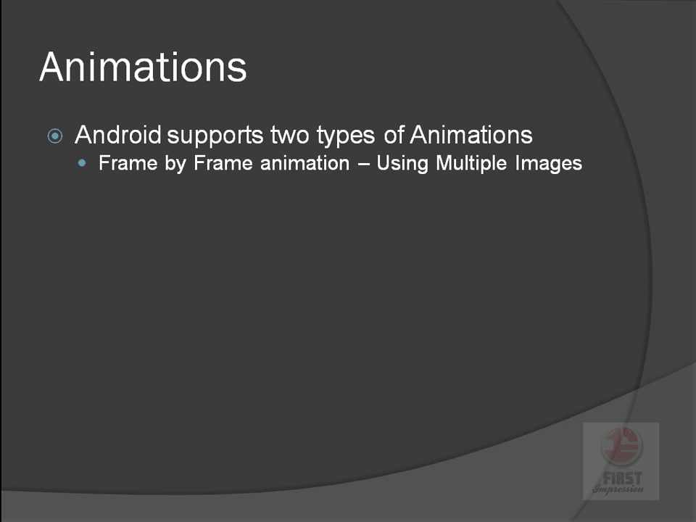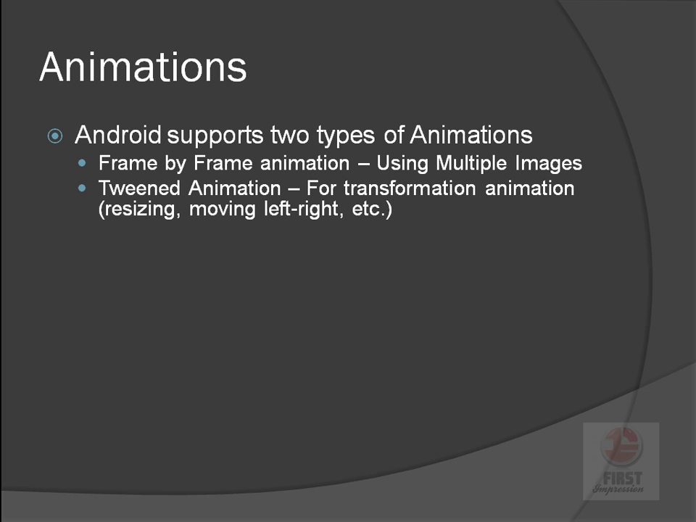So Android supports two types of animations. The first type is called frame by frame animation, wherein you give multiple frames and these multiple frames are displayed in quick succession, giving you an illusion of animation. The second is called a tweened animation, wherein you give the starting point and the ending point. Android will calculate all the frames in between and animate the object from starting point to ending point.